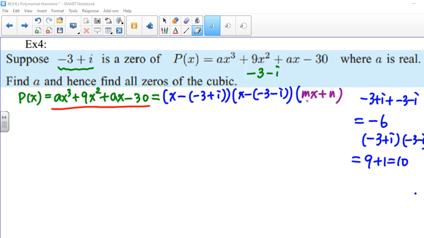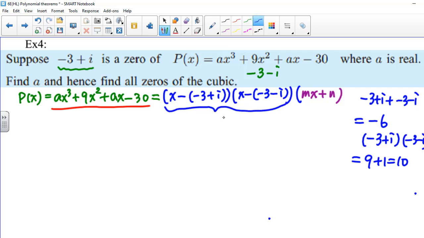That's the reason why I write down mx plus n for the last linear factor. So right now, we need to expand the product of those 3 linear factors in order to apply the polynomial equality to find the missing values of a and m and n. In order to expand these 2 linear factors quickly, just as what we did in 6D, we can apply the knowledge we knew already.